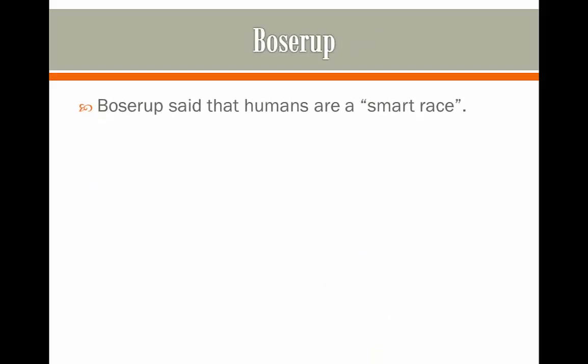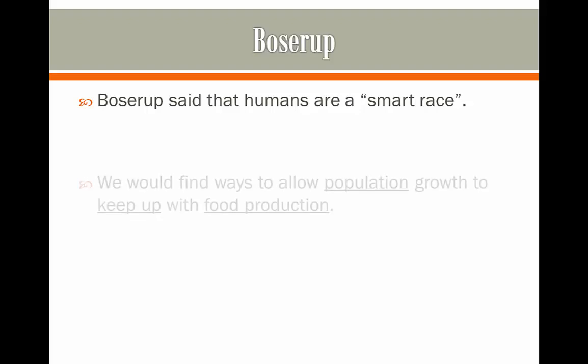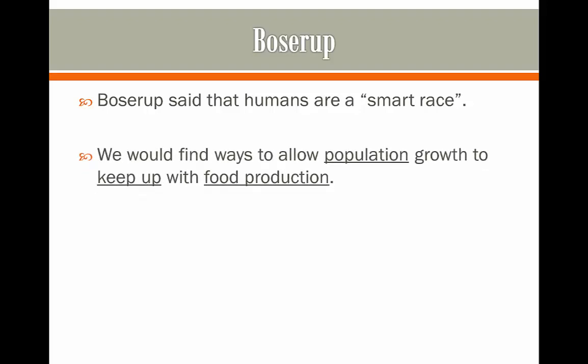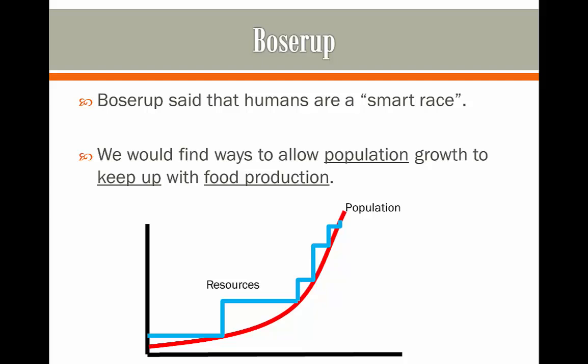Boserup. Boserup was another theorist that said that humans are a smart race. What this meant was that humans would always find ways to allow the population growth to keep up with food production. So this is what Boserup's graph would have looked like. We have the resources which almost check that exponential growth rate of the population. Every time we may feel short of resources, us humans, because we're a smart race, are going to find a way to extract more resources in order to sustain us.